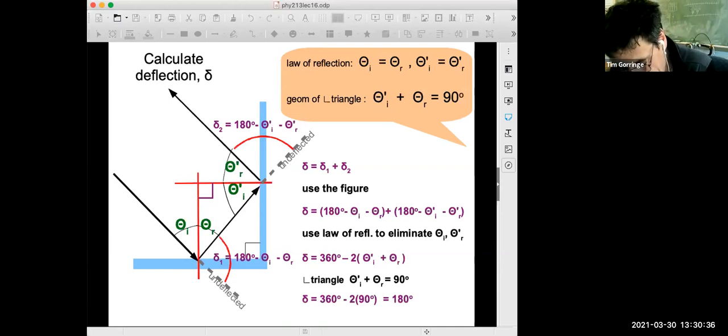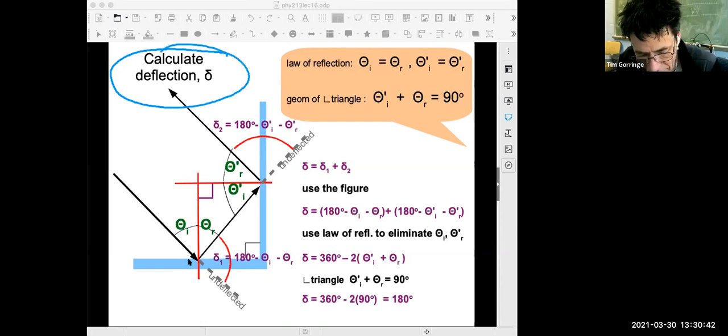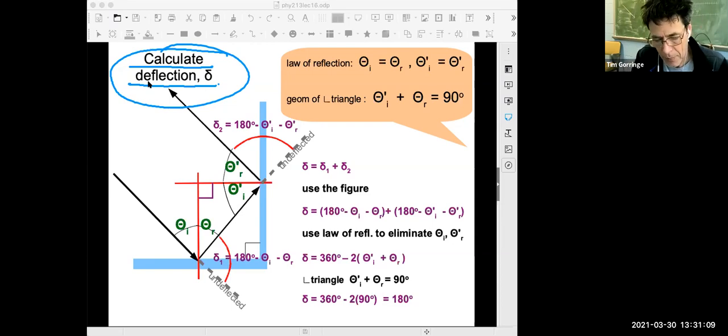Here I'm going to calculate the deflection of the light ray as it comes in, bounces once, reflects once, bounces a second time, reflects a second time, and heads backwards. I'm going to call that deflection angle, a number of degrees, delta. So think of delta as the total change in angle of the outgoing light ray compared to the ingoing light ray after the two reflections that occur as the incoming light ray becomes the outgoing light ray.